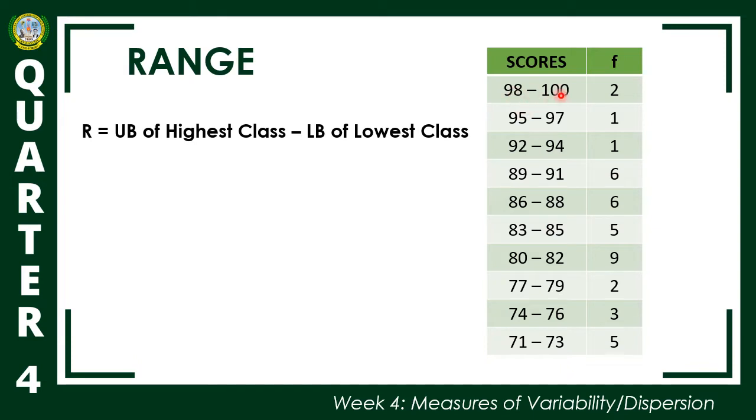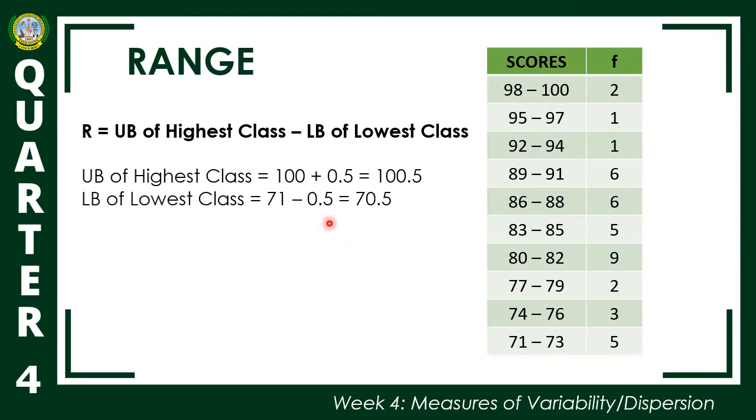So, ito yung highest natin. Again, if we are going to get the upper boundary, we are going to add 0.5 to its upper limit. So, the upper limit is 100. Mag-a-add tayo na 0.5. We will get 100.5. Okay? And the next is lower boundary of the lowest class. So, ang lowest class natin is 71 to 73 and the lower limit is 71 rather. So, ang gagawin natin is to subtract 0.5 from 71 and the answer is 70.5. So, yan na yung values na ating isusubtract.